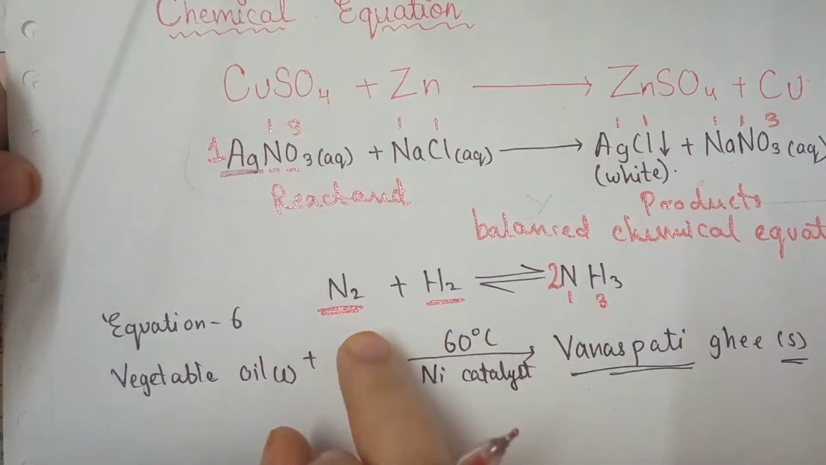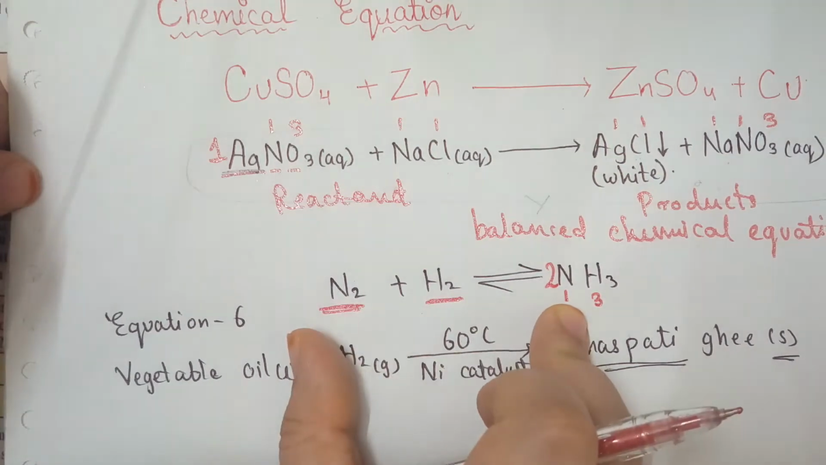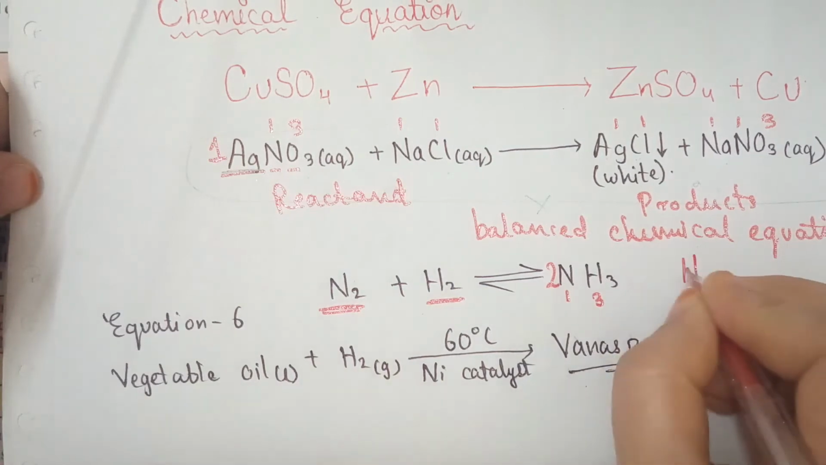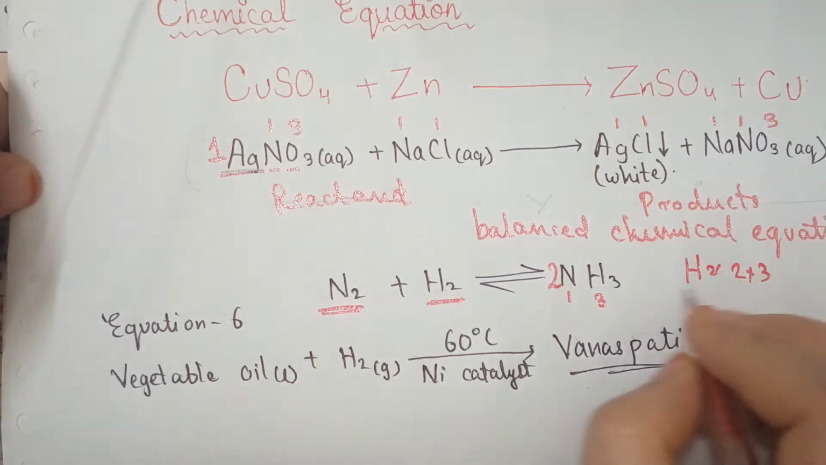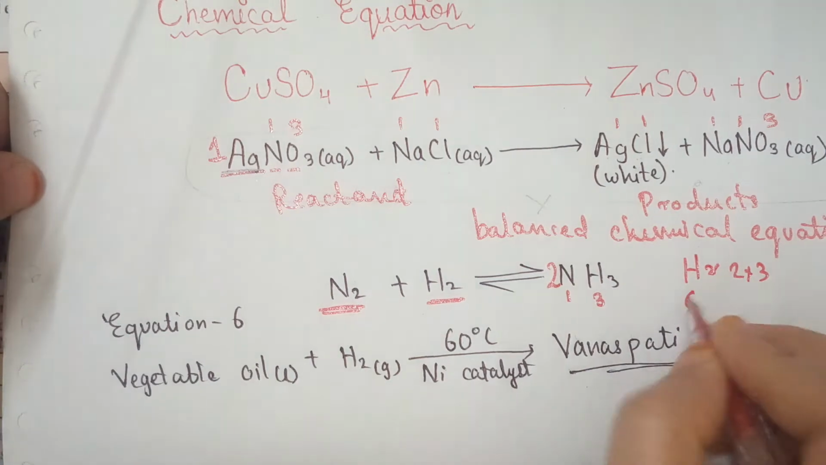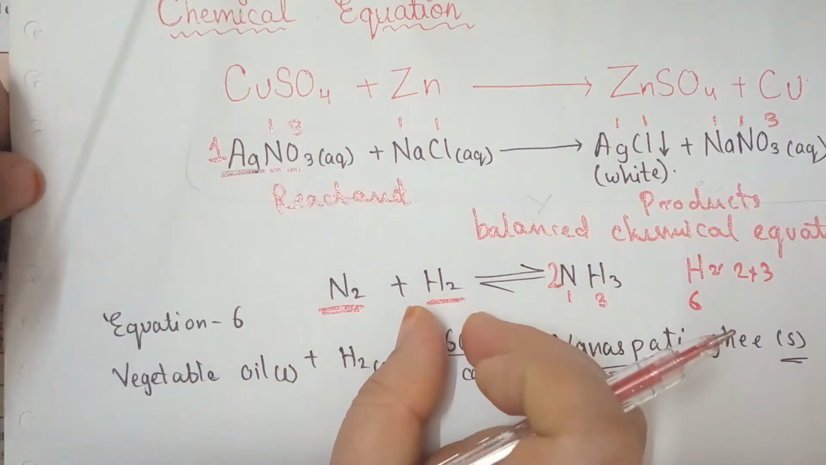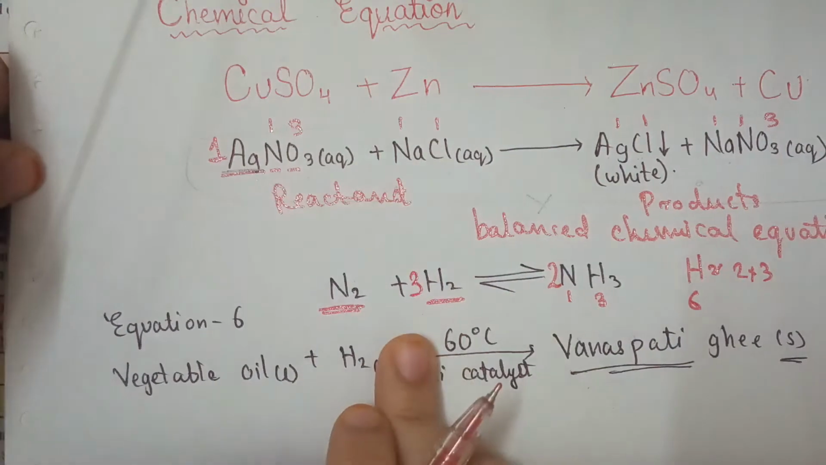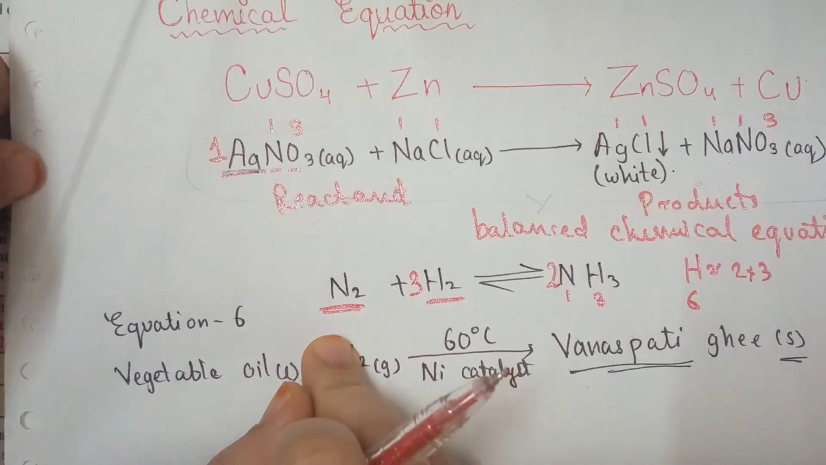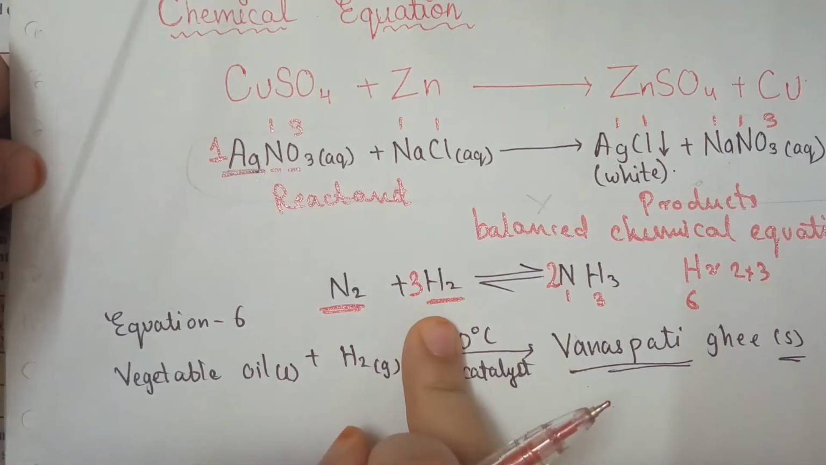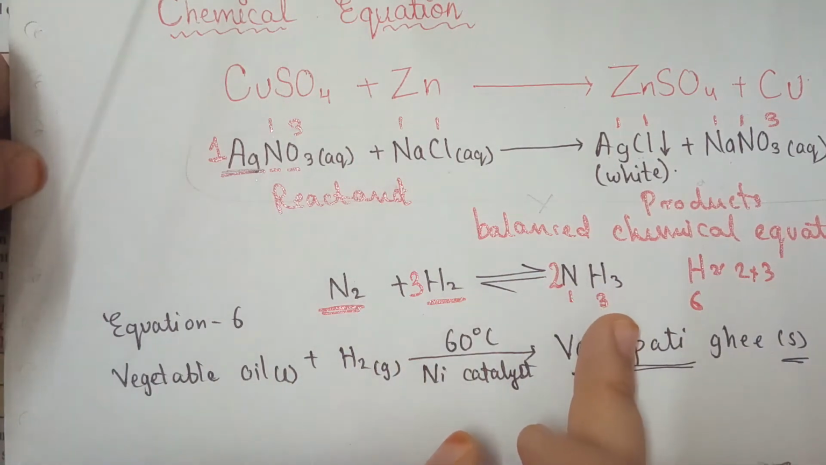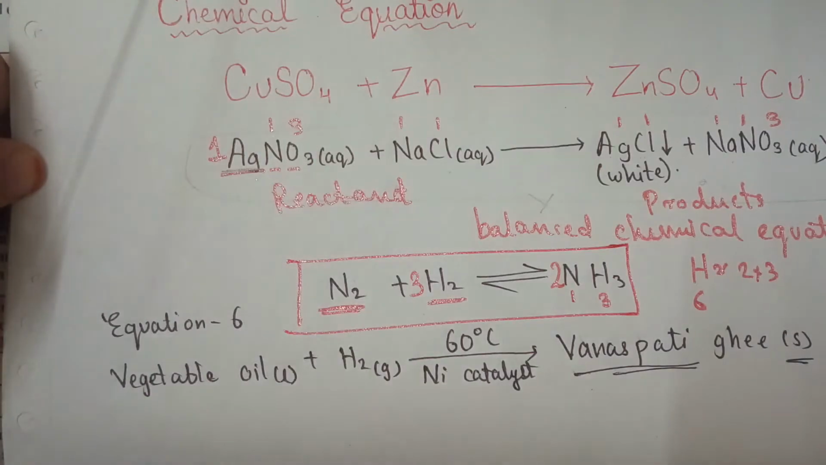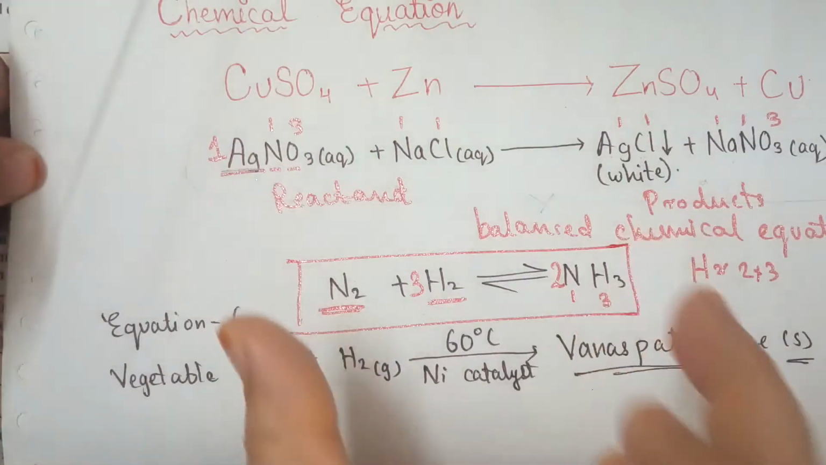So 2 atoms. Now nitrogen is balanced on both sides. But what about hydrogen? For hydrogen it is 2 into 3, that means 6 atoms of hydrogen are there on the product side, but only 2 atoms of hydrogen are there on the reactant side. So what we will do here is multiply by 3. Now there are 2 atoms of nitrogen on each side, and 6 atoms of hydrogen on each side. Now this equation is a balanced equation. So students, you all will write the proper steps to balance this equation.